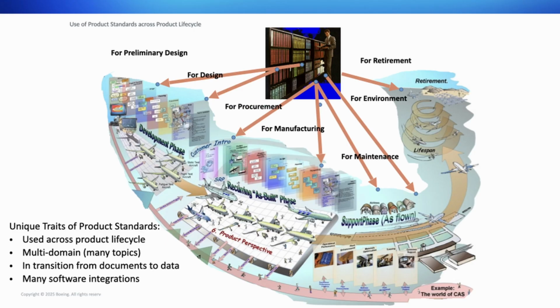So the product standards we're talking about, they originally all were in book form. I don't know if you can see up there, but there's a picture of a bookshelf, and that used to be the old days. Those bookshelves were distributed across the company, design, manufacturing. Everybody had to have a bookshelf like that. And then now they're in PDF form, but they're still basically documents.